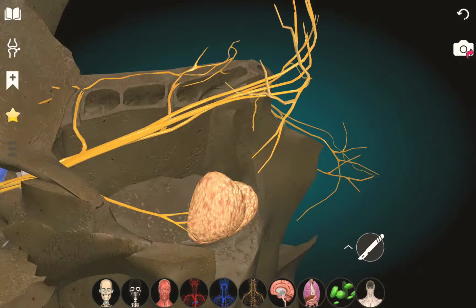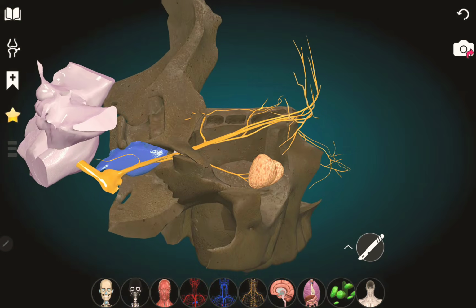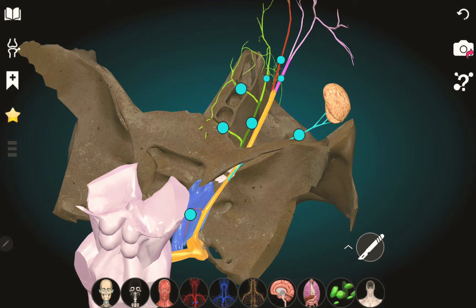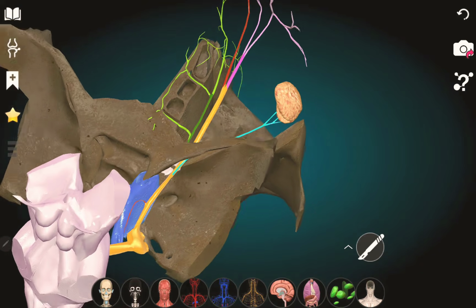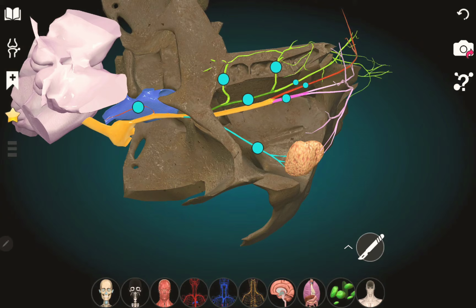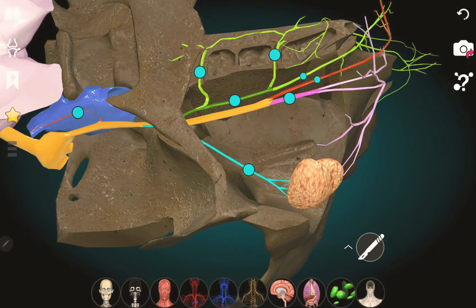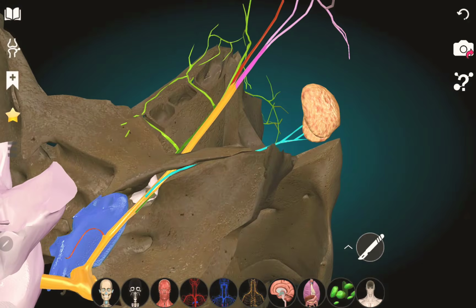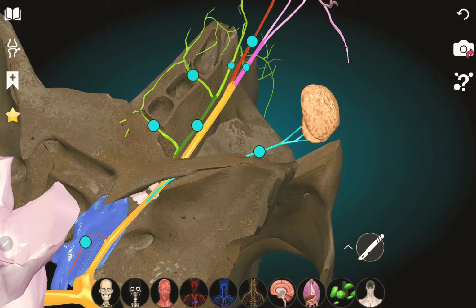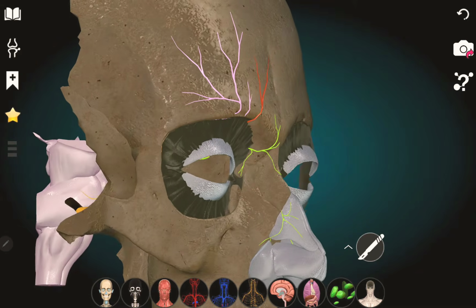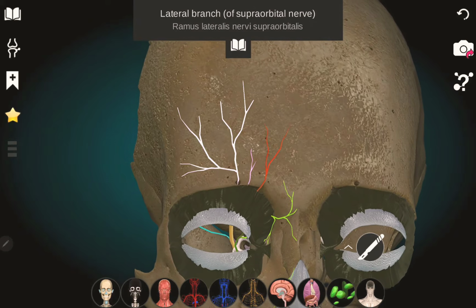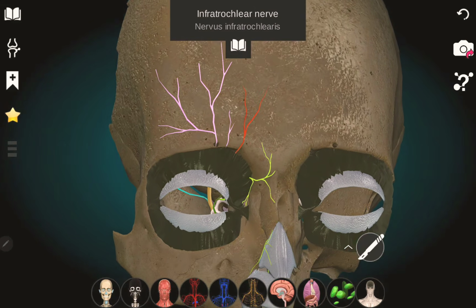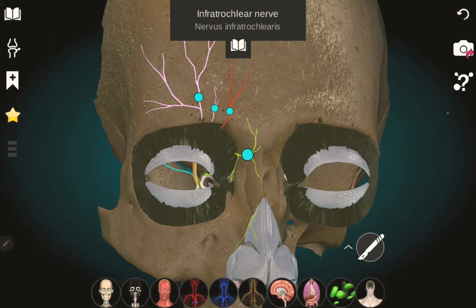So this is the ophthalmic division of the trigeminal nerve. You can appreciate over here, guys, all the three divisions are colored in three different colors. And it gives off the terminal branches. You can see the supratrochlear and the supraorbital, as well as the infratrochlear.